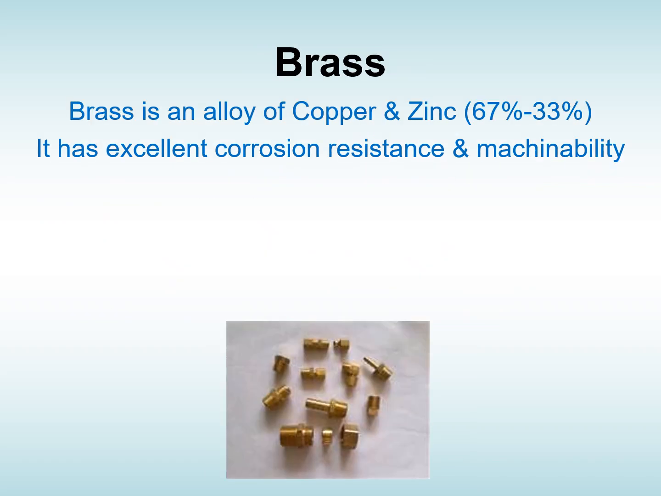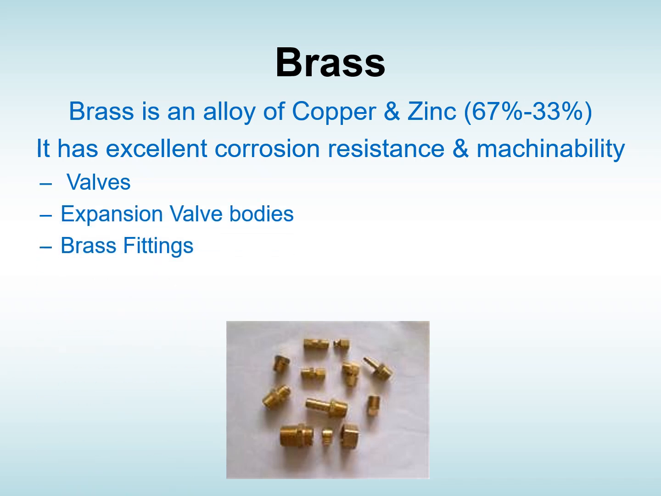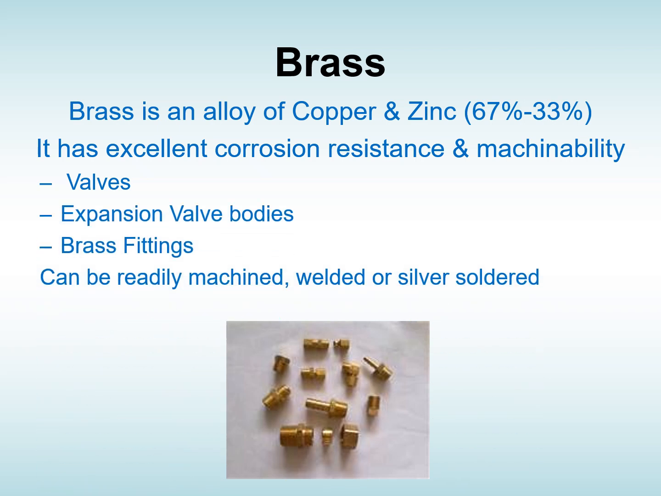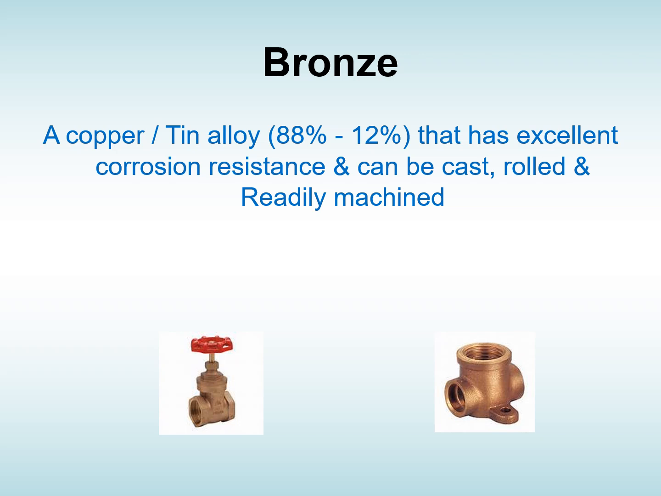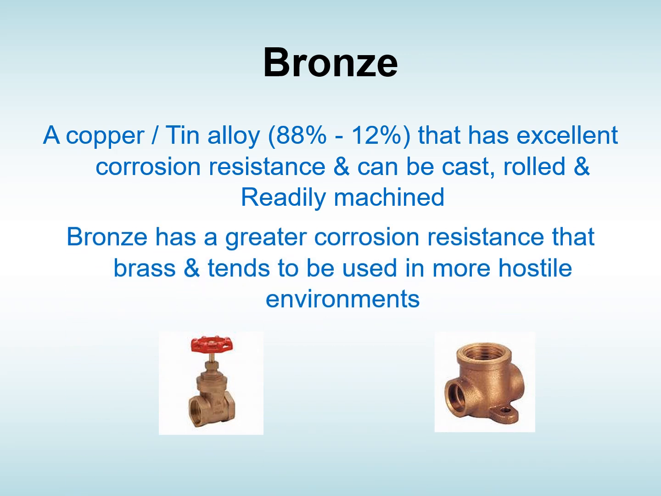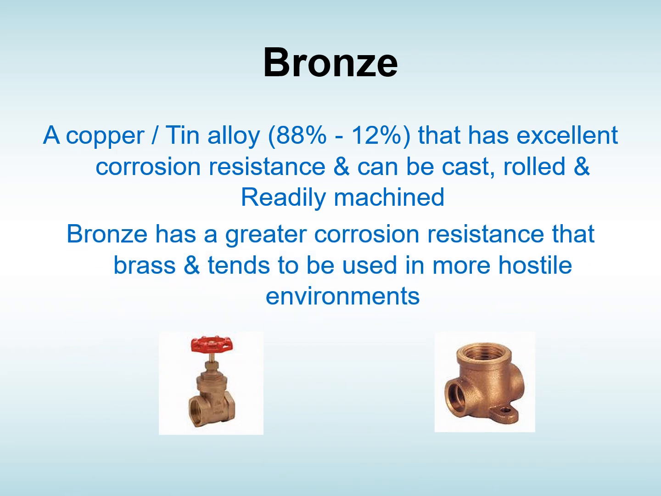Brass is an alloy of copper and zinc, and it has excellent corrosion resistance and machinability. It's used in valves, expansion valve bodies, brass fittings, and can be readily machined, welded or silver soldered. Bronze, similar looking to brass, is a copper and tin alloy, has excellent corrosion resistance and can be cast, rolled and readily machined.